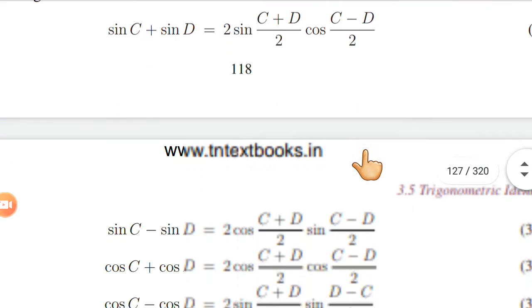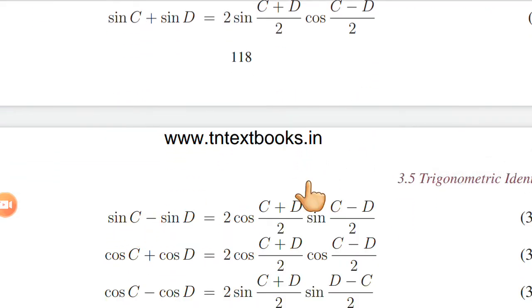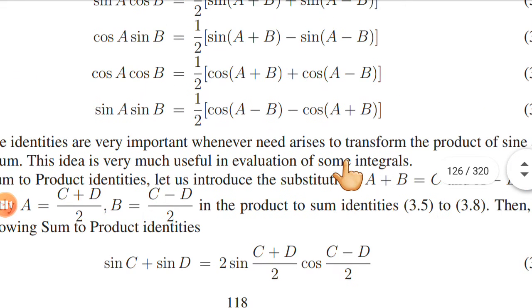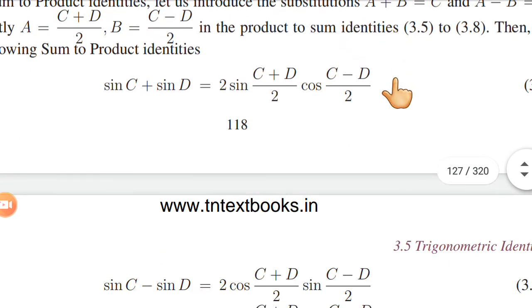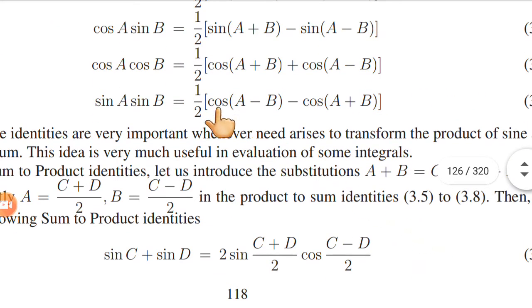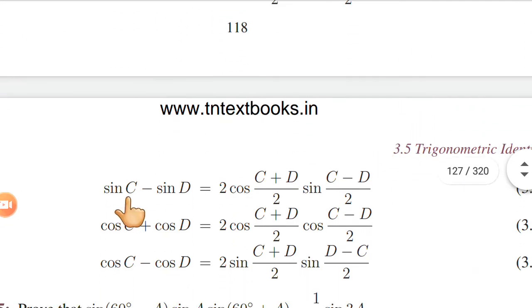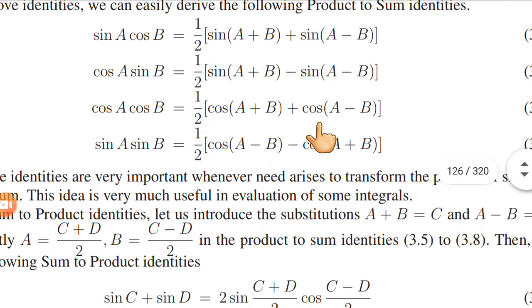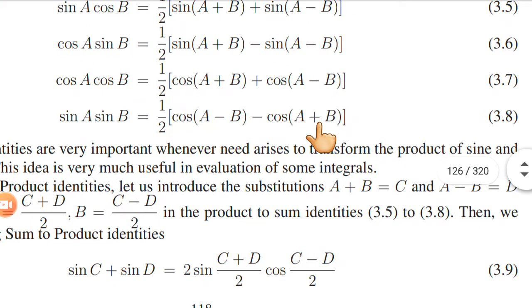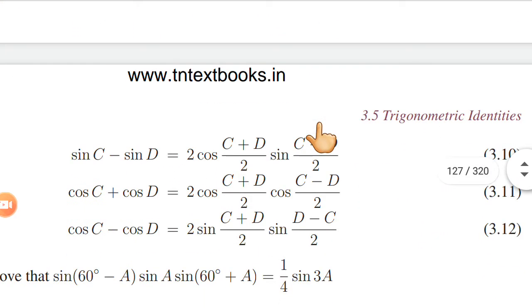See, that is what here we have. Sin c minus sin d, which is equal to 2 cos c plus d by 2 sin c minus d by 2. 2 இங்க multiply பண்ணிடுங்க. 2 cos c plus d by 2 sin c minus d by 2. So, similarly, when you write instead of a plus b as c and a minus b as d, we get the following identities. Cos c plus cos d.